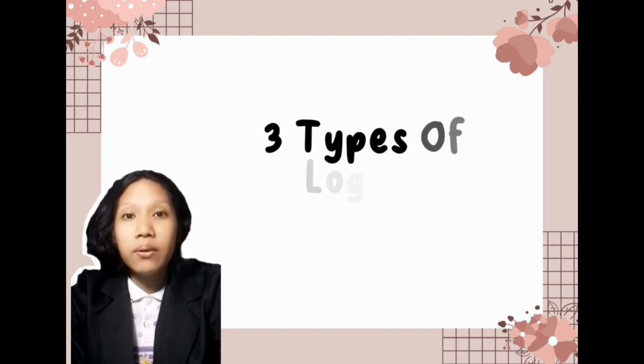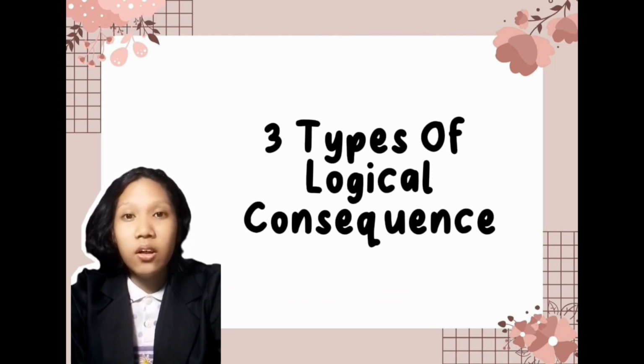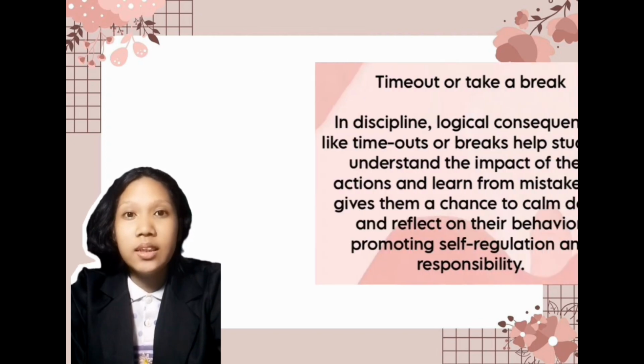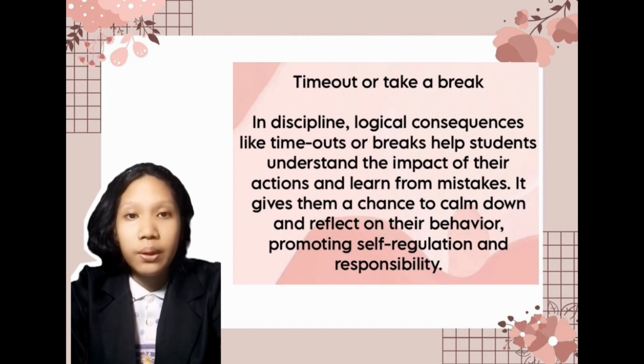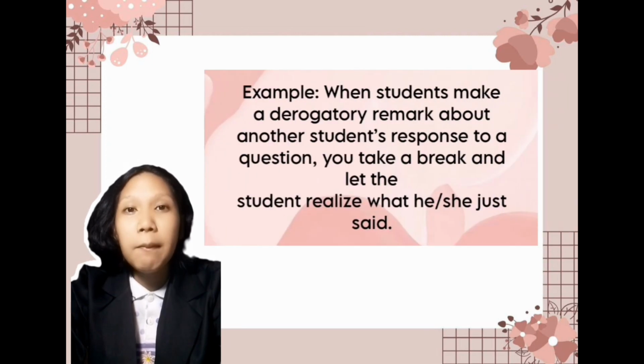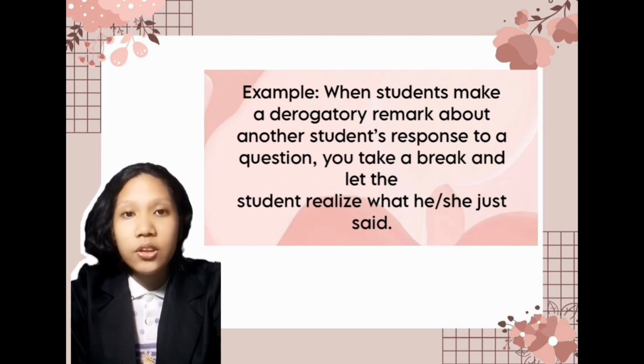Let us talk about the three types of logical consequence. The first one is timeout or take a break. It's not a punishment. You are not punishing the child for misbehavior. Instead, you are asking them to take a few minutes to regain self-control and to think over what just occurred. Example, when students make a derogatory remark about another student's response to a question, you take a break and let the student realize what they just said.